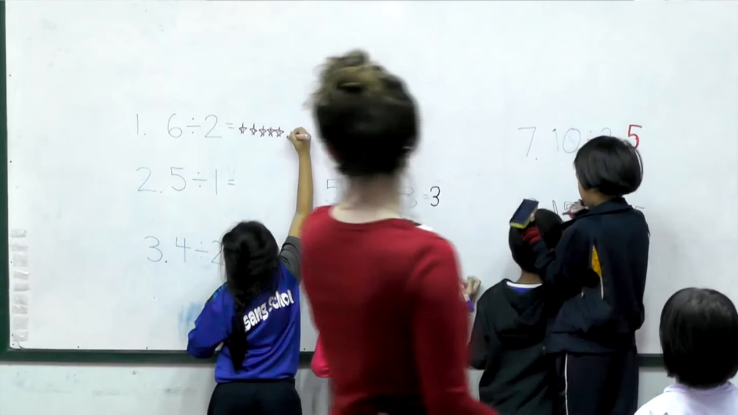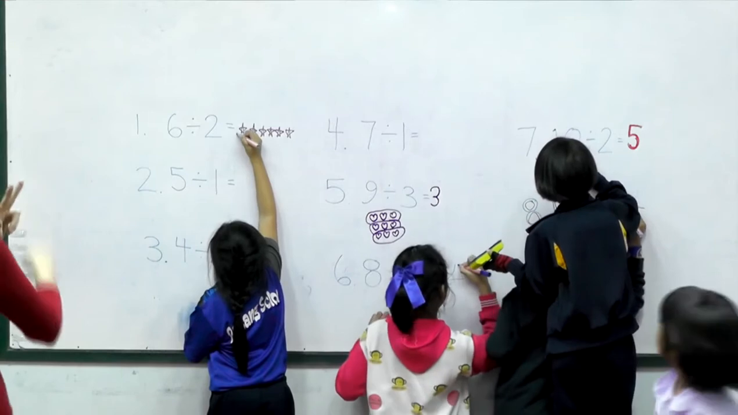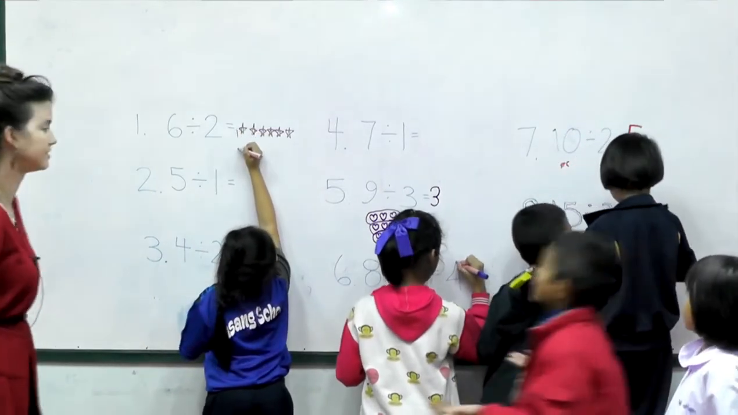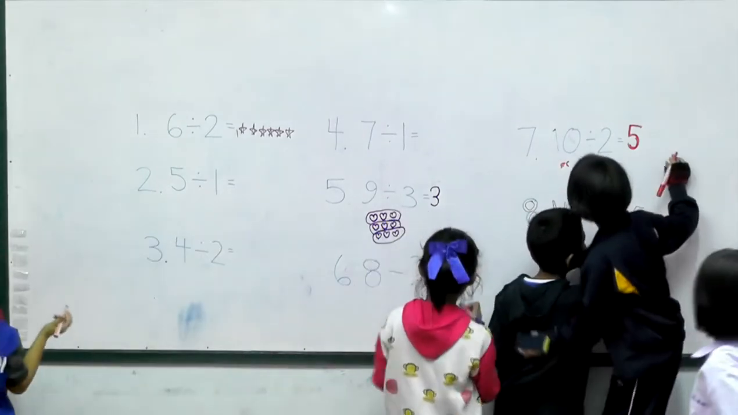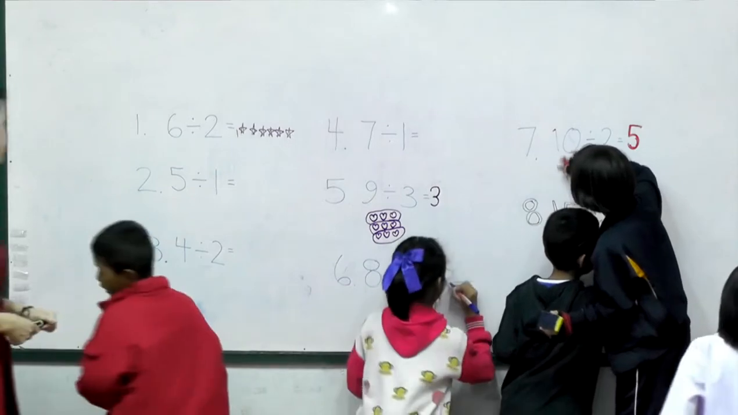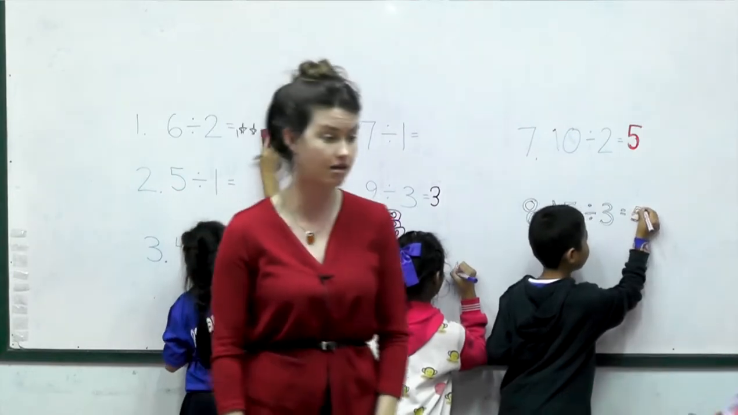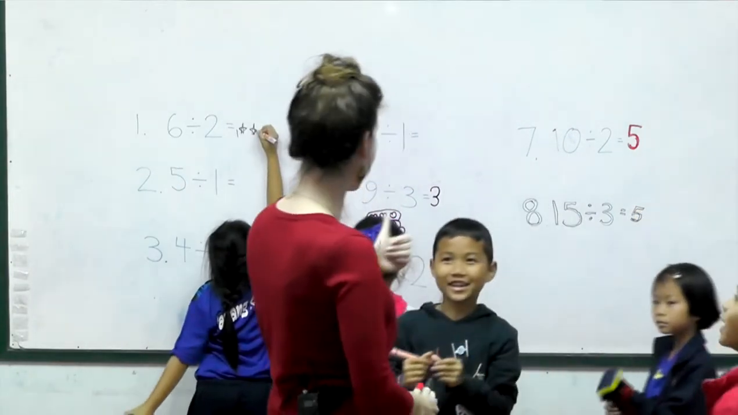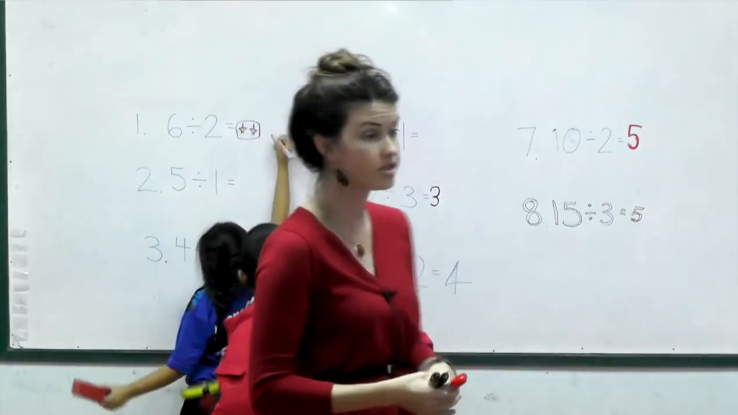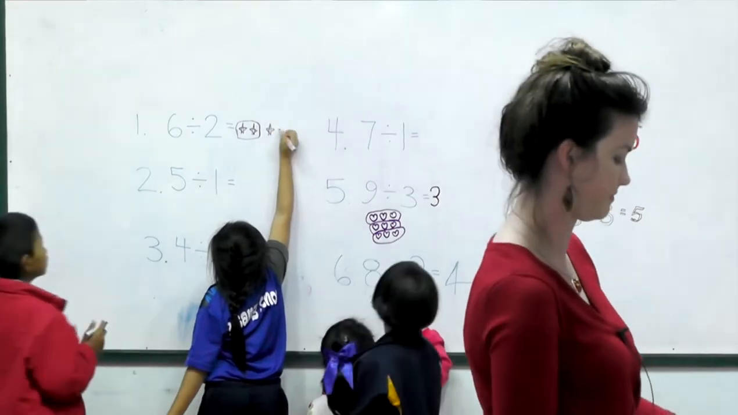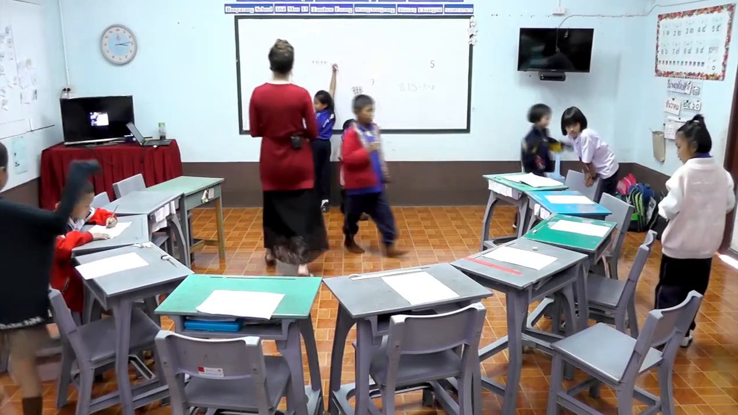So why don't you do 4 divided by 2? Number 3. Let's see, do you want blue, black, red? Blue? Okay. This one, 4 divided by 2. All right, friend, let's just wait. Great job, looks good, thank you. Why don't you do number 4, 7 divided by 1? Black. Okay. 7 divided by 1. All right.